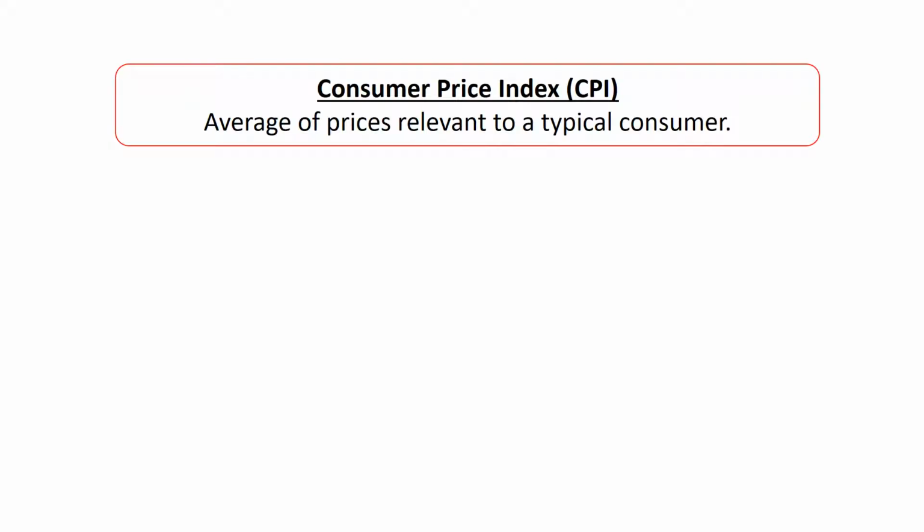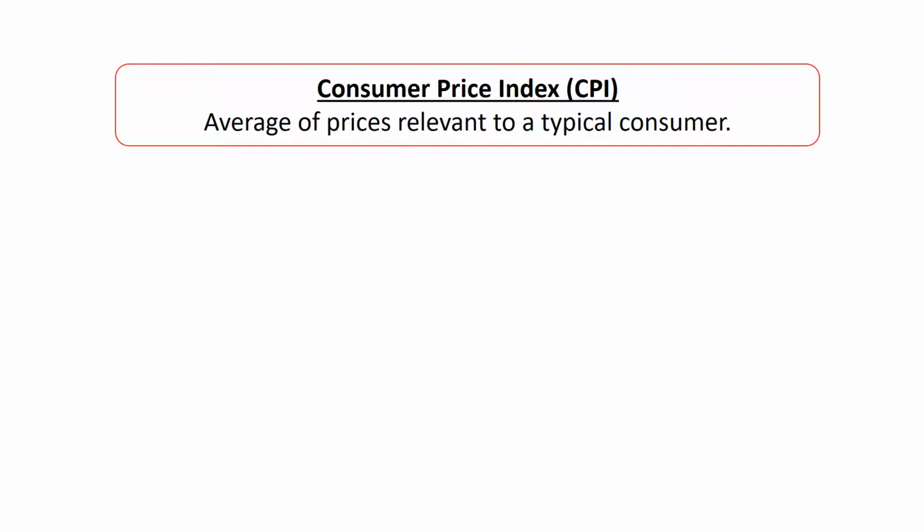Before we get into an example of how we calculate inflation rate, let us look at different types of price index numbers that an economy may have. And the first one, which is very popular, is the Consumer Price Index, abbreviated as CPI. And this is supposed to refer to the average of prices relevant to a typical consumer.